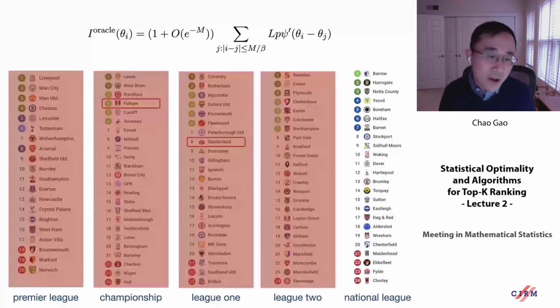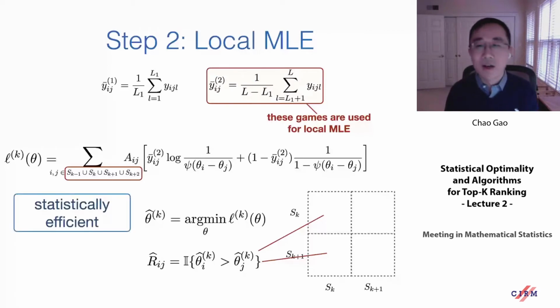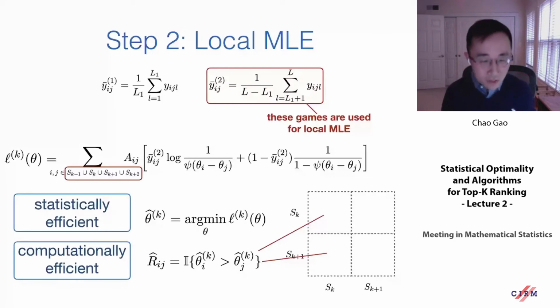And this explains why, when we compute the local maximum likelihood estimator, we actually need to use four leagues, right? Not only do we need the two leagues that we work with, we also need the previous league and the next league. And by doing that, according to the Fisher information approximation formula, we will have a very good approximation of Fisher information, and this will achieve statistical efficiency, which leads to the right constant in the exponent of the minimax rate, right?